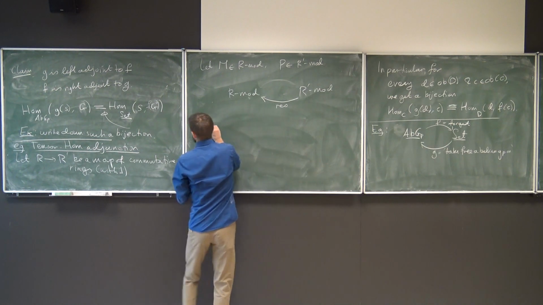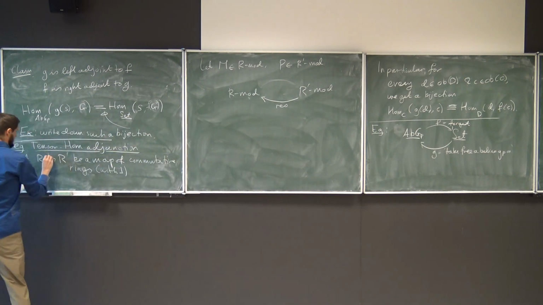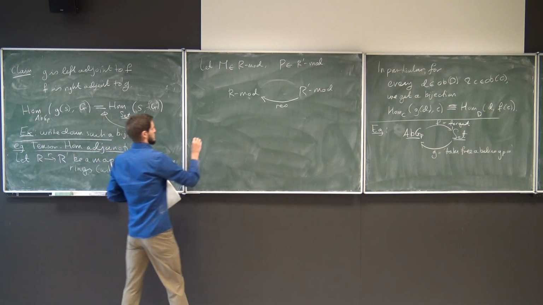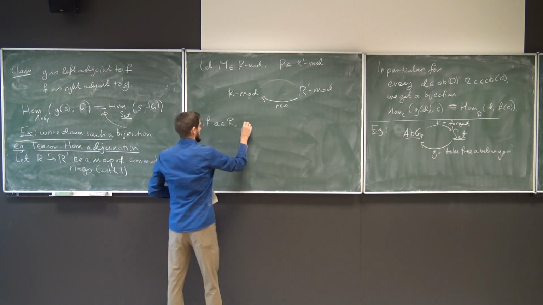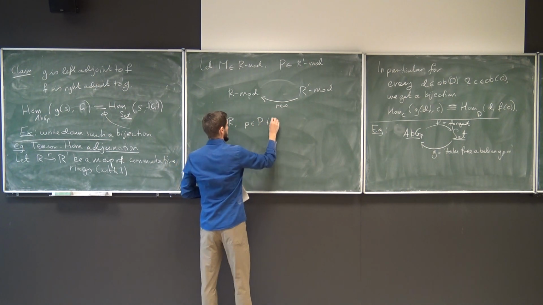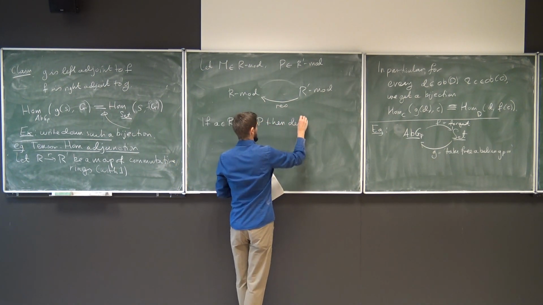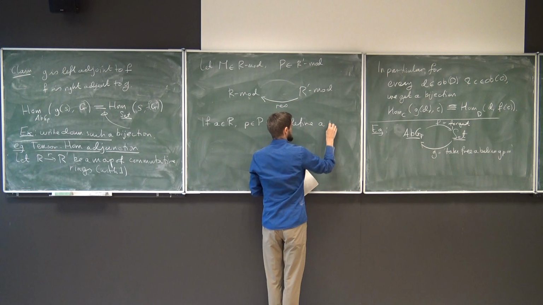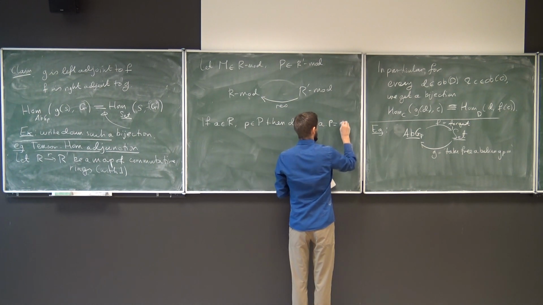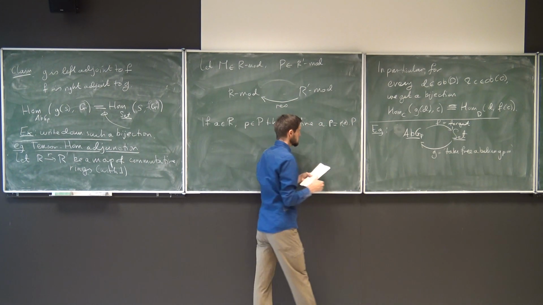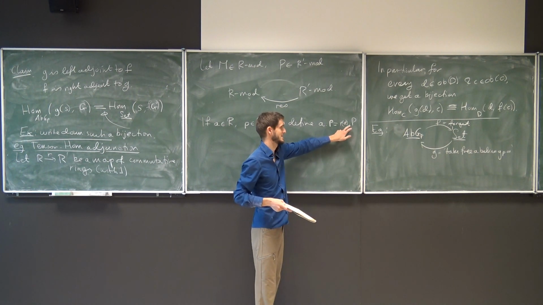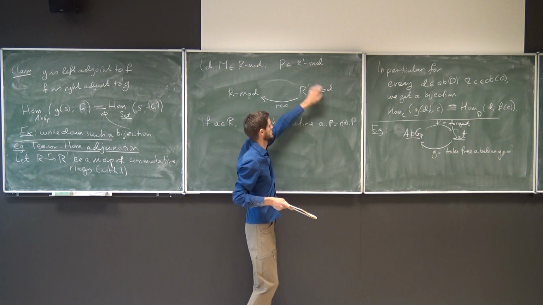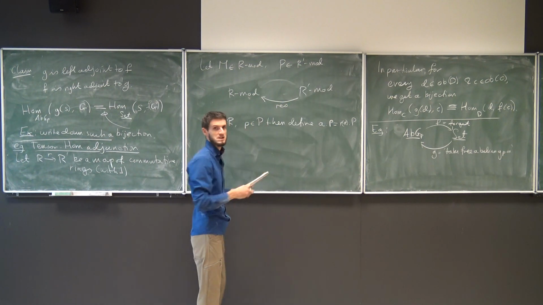If I give this map a name, say r, so if a is in R and p is in P, then define a times p to be just r of a times p. With this multiplication, r of a is in R prime. This multiplication is because P is an R prime module, and this just naturally makes P into an R module.